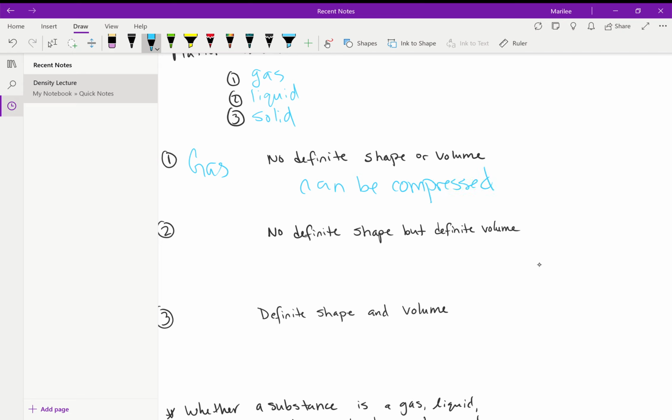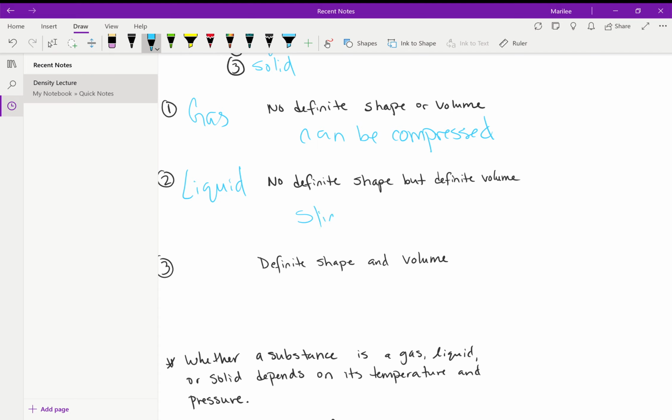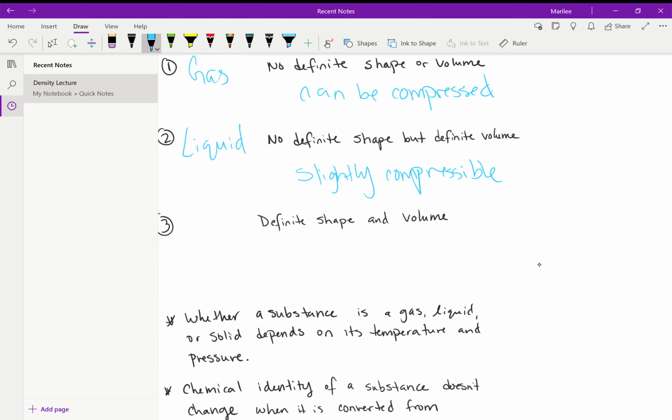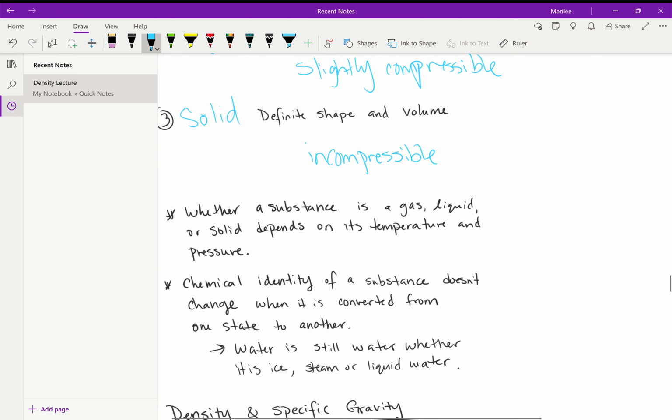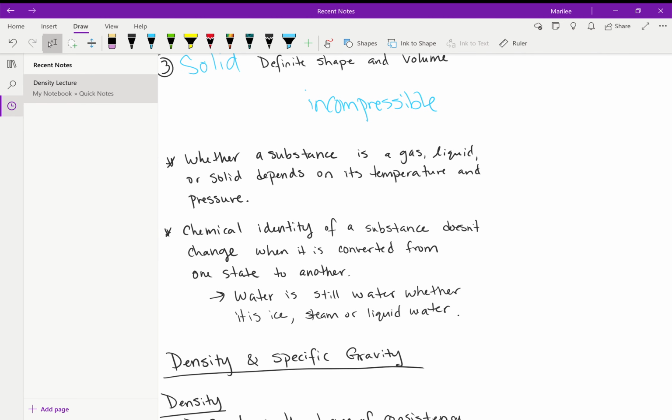2. We have no definite shape but definite volume. What's that? Liquid. Liquid has no shape but it has a volume. Liquids are slightly compressible. And finally, we have a definite shape and volume. That's solid. Solids are incompressible. You cannot compress any solid. Whether a substance is a gas, liquid, or solid depends on its temperature and pressure.